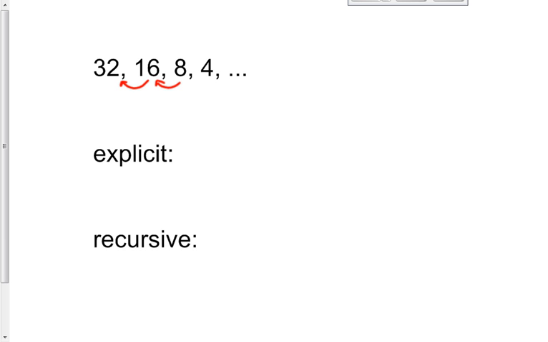But if I do division, 16 divided by 32, 1/2. 8 divided by 16, 1/2. 4 divided by 8, 1/2. So this is a geometric sequence.